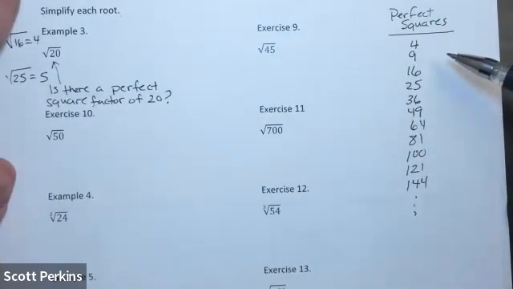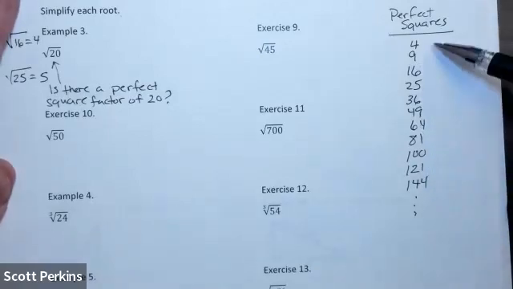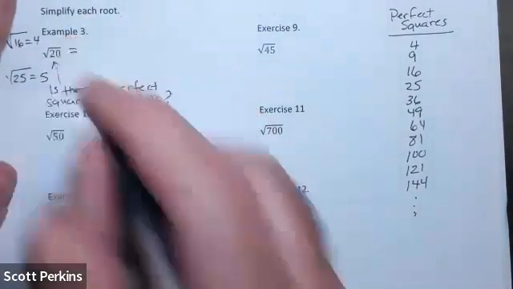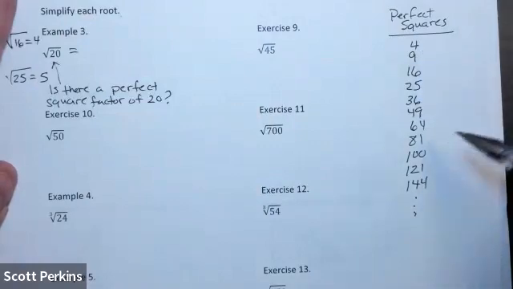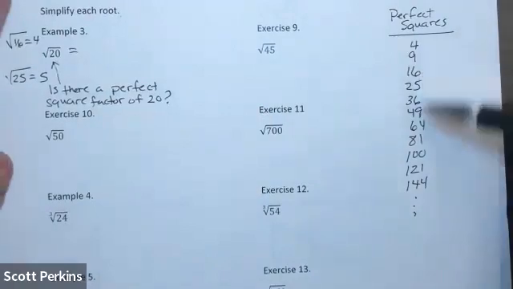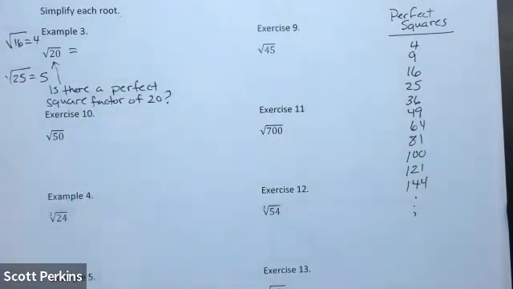So what you want to ask yourself is, is there a number on this list that is a factor of the number underneath the radical? And so, is there a perfect square factor? Is one of these numbers on this list a factor of 20? Remember, a factor is a number that you can divide evenly into 20. Is there a number here that you can divide into 20 evenly? Yeah, exactly. 4.